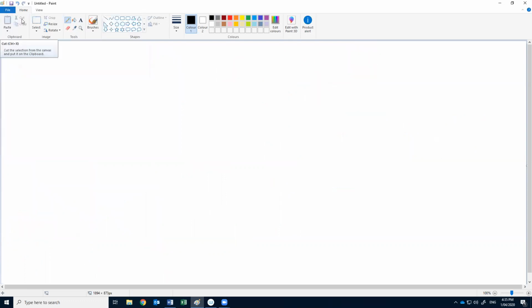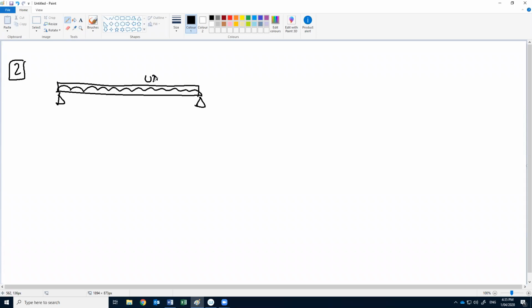So now we can shift to the second case. If we have the same simple beam but with a uniform distributed load, we can call it W. If we have a uniform load W and a span of the beam L, where one support is a hinge and one is a roller, we call this case the uniform distributed load.